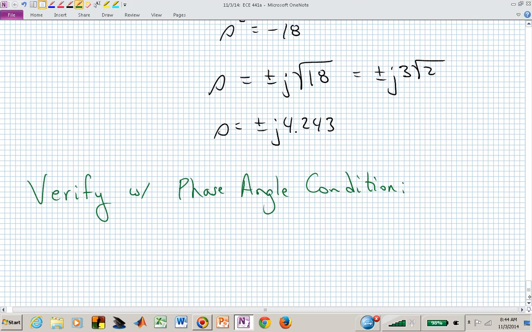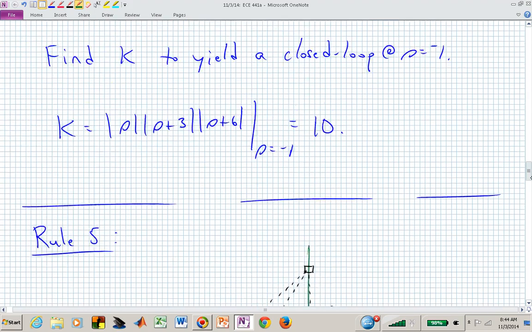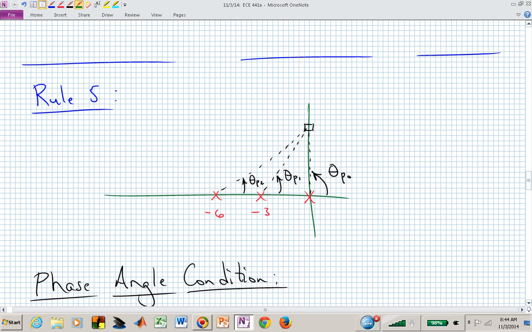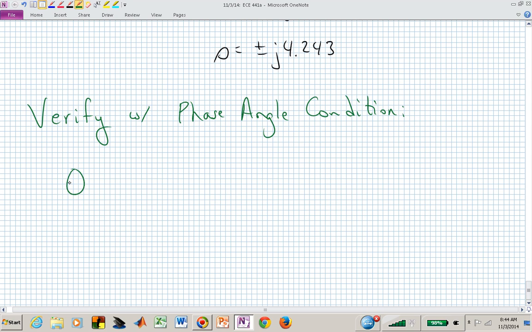If I go back, how many angles do I have to compute? I have 3. I'll do the hard one. I'm going to calculate the angle of the pole at the origin. What's that angle? That's 90 degrees, isn't it? It's always 90, no matter what j omega value I had. Theta p0 was 90 degrees.